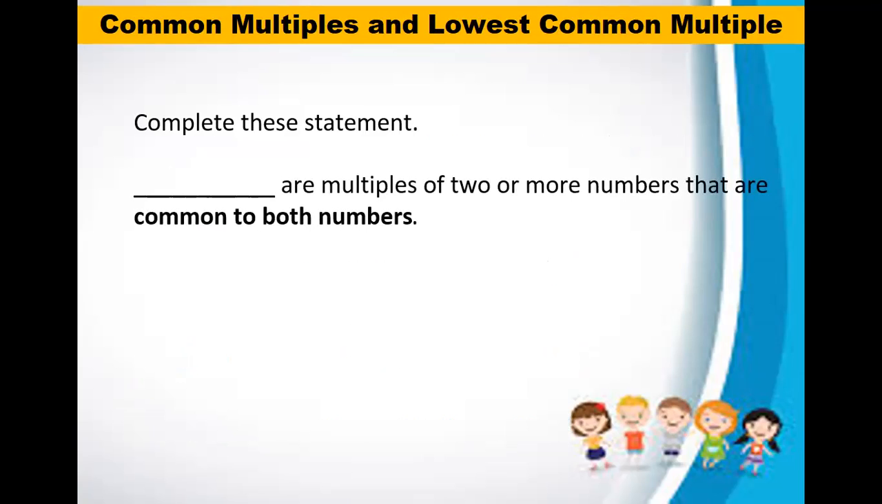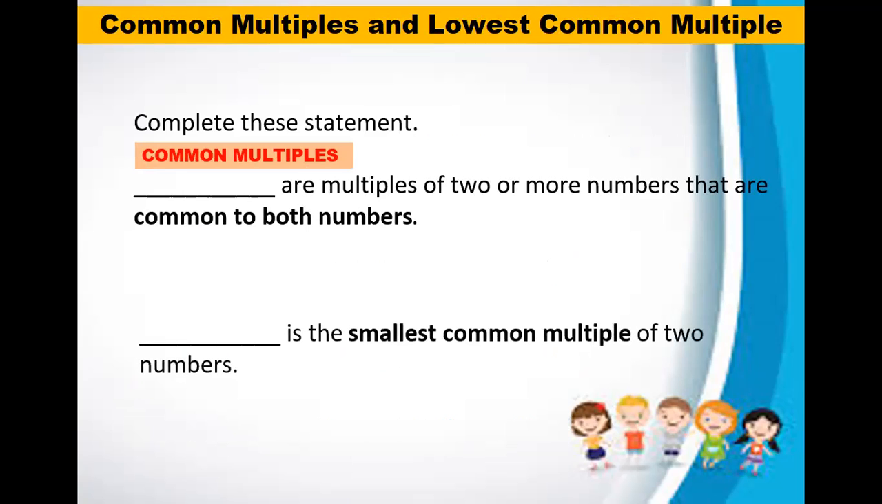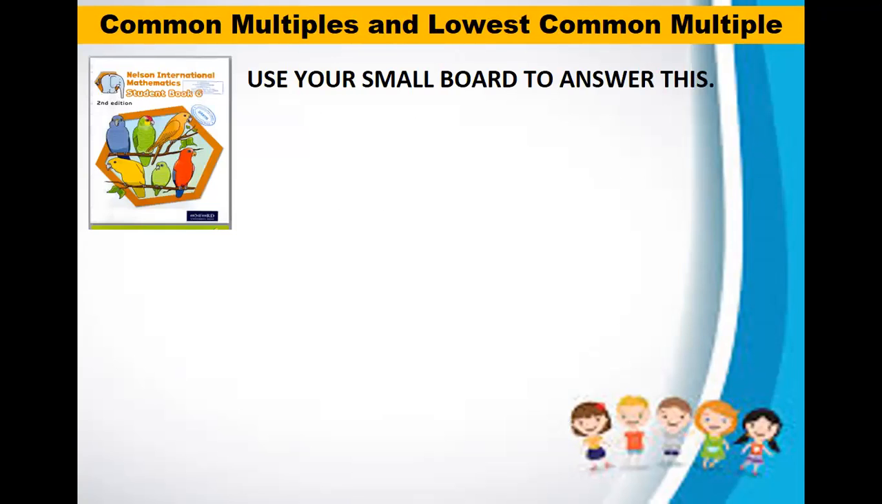What are the multiples of two or more numbers that are common to both numbers? We call them common multiples. And the smallest common multiple of two numbers, we call it the lowest common multiple or least common multiple.